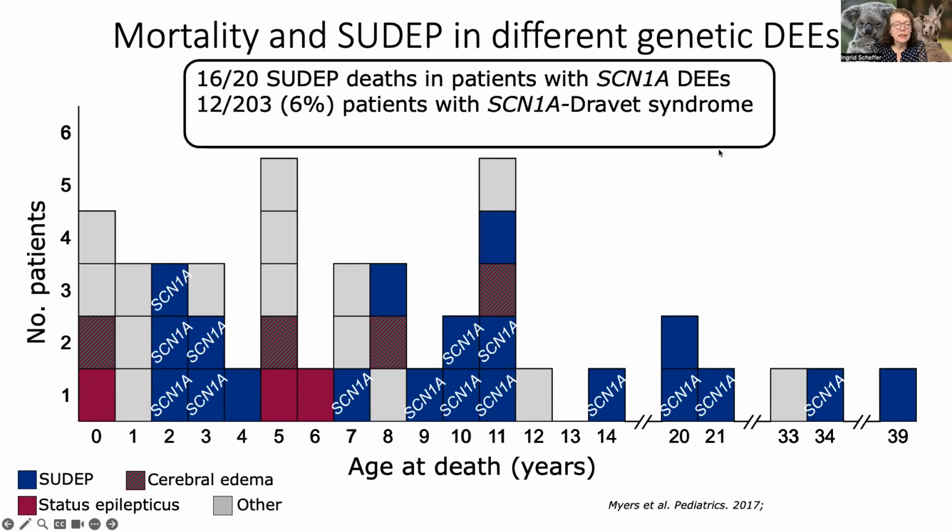So what about the genes? Well, the most important gene in this mortality rate was SCN1A, and it accounted for 16 out of 20 SUDEP deaths in individuals.